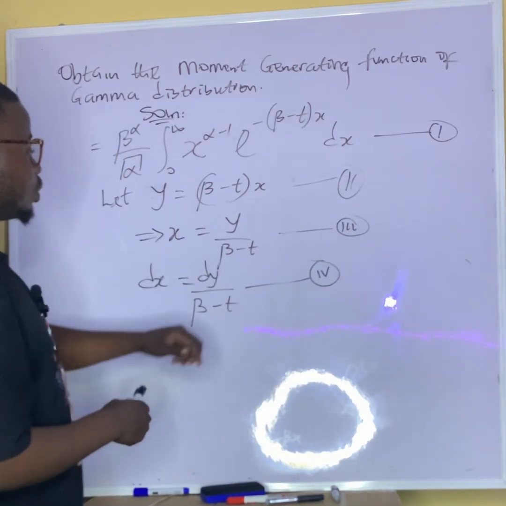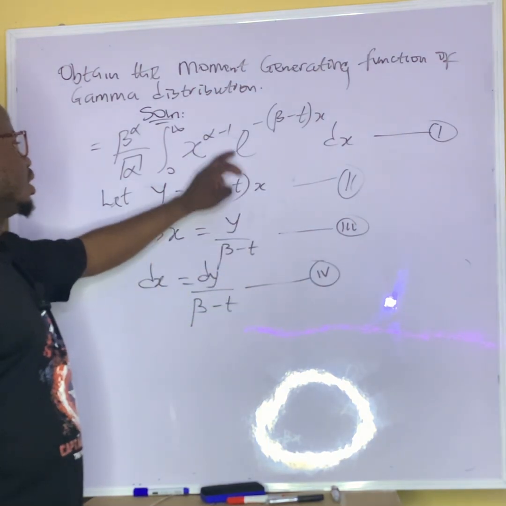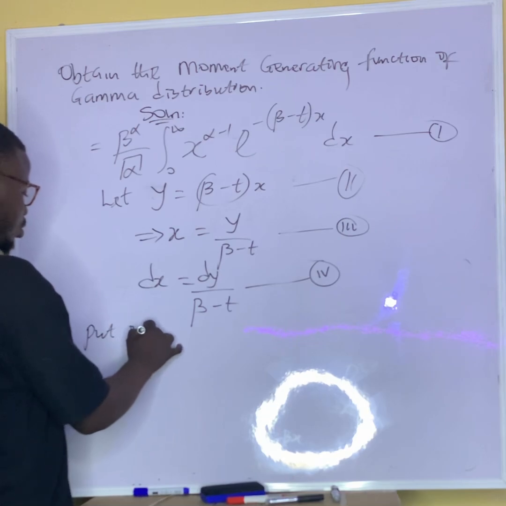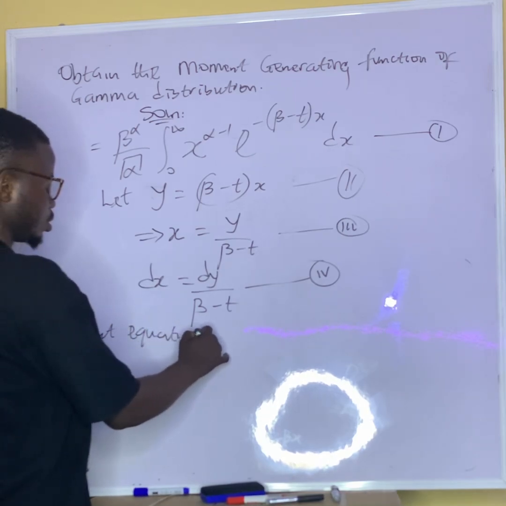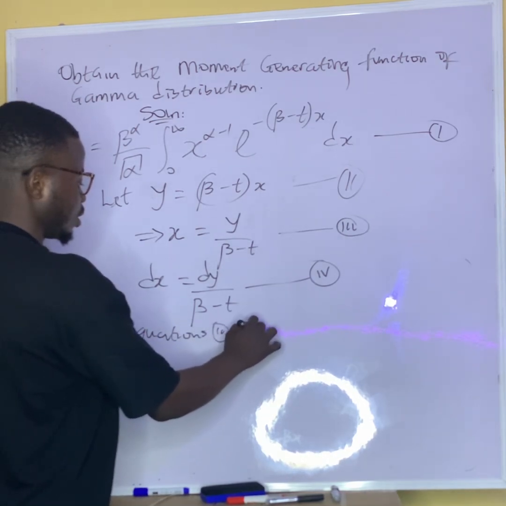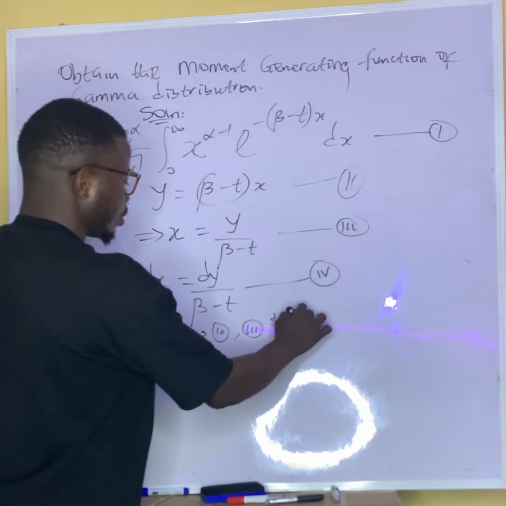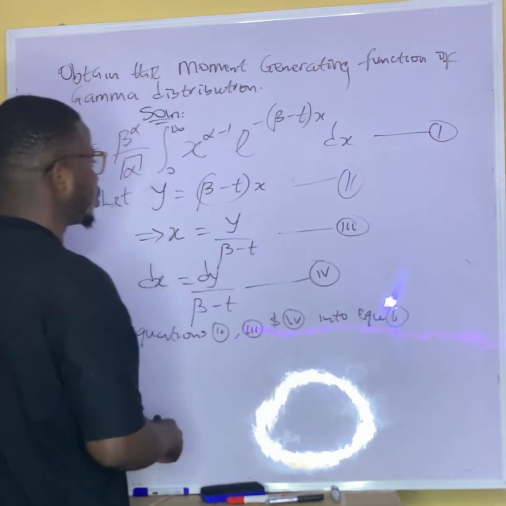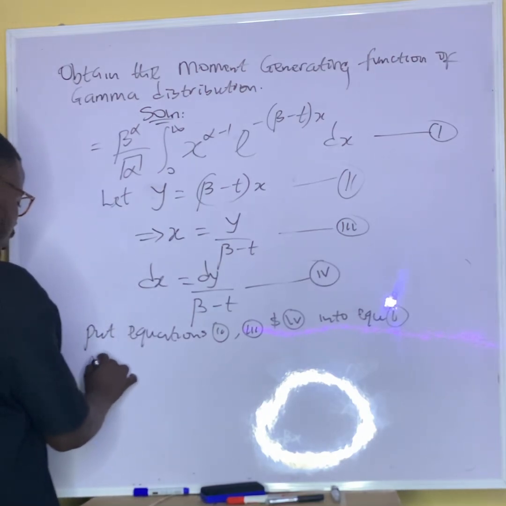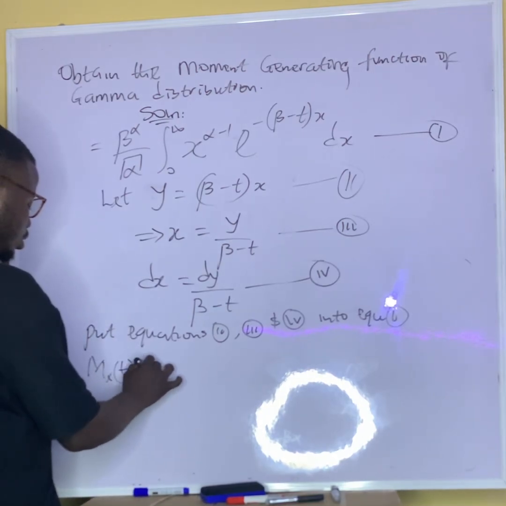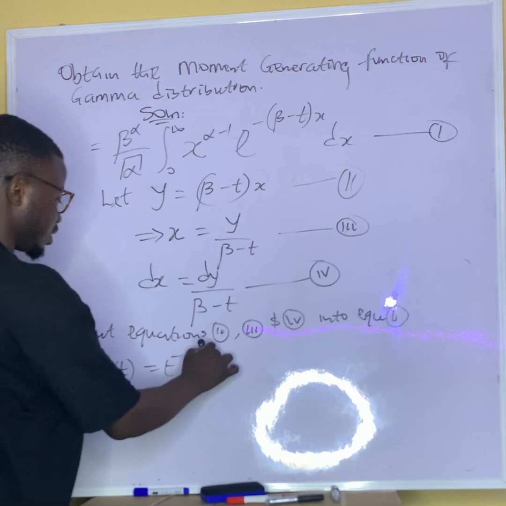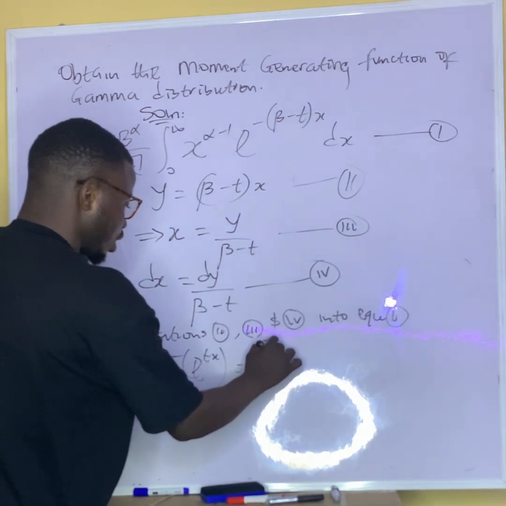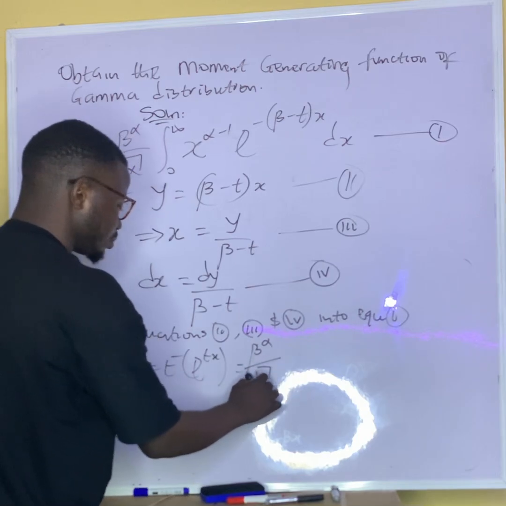Now we'll substitute equations 2, 3, and 4 into equation 1. So we are substituting equations 2, 3, and 4 into equation 1. And from equation 1, we have M_X of t is equal to the expected value of exponential tX, which is equal to beta raised to the power alpha over gamma alpha.